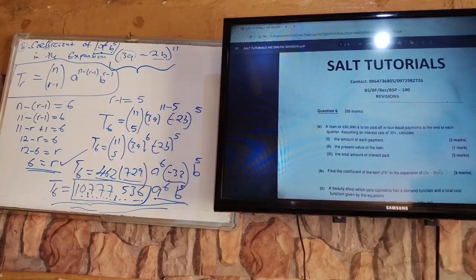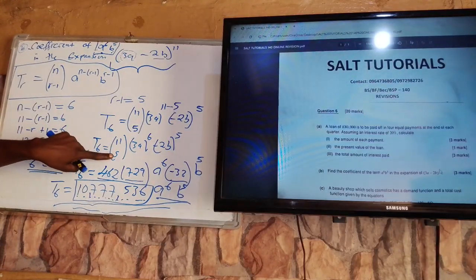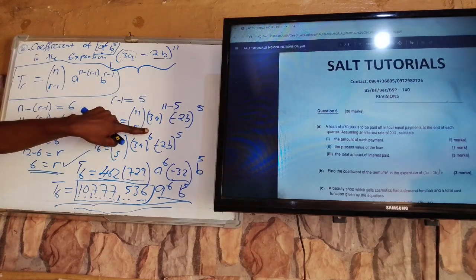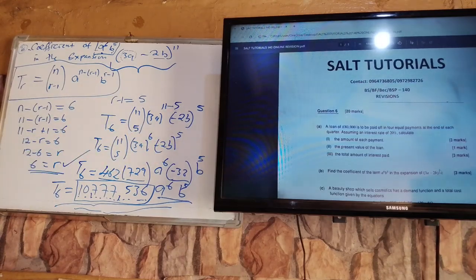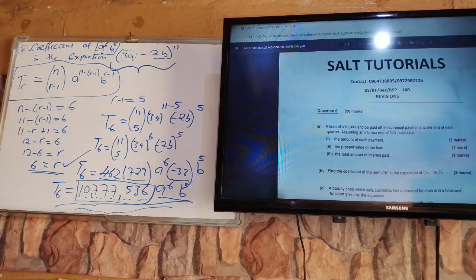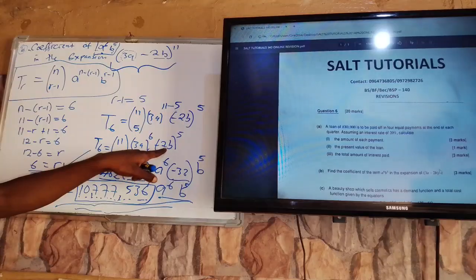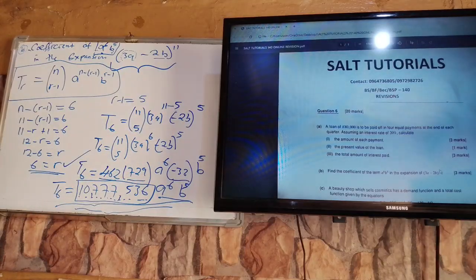So this value is obtained from 11 combination 5 multiplied by 3 power 6 multiplied by negative 2 power 5. That's the number which is attached to a power 6. So 11 combination 5 is basically 462, and 462 multiplied by 3 power 6 is basically that, and then multiplied by negative 2 power 5.